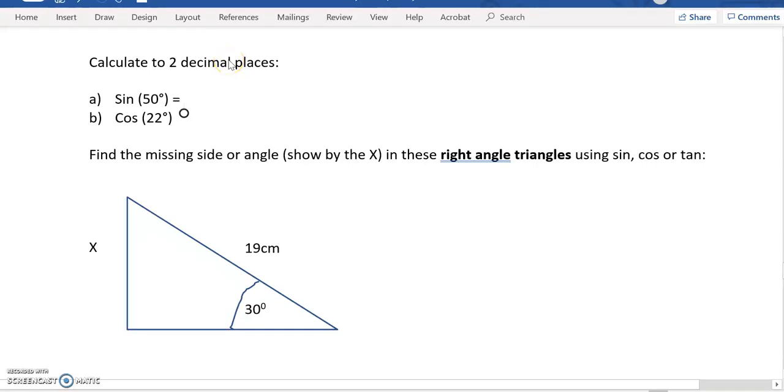Okay, we now move on to some trigonometry questions. These are the sort of questions we did around the time we did the assignment. So the first are calculation questions. The first question asks us just to calculate the sine of 50 degrees.